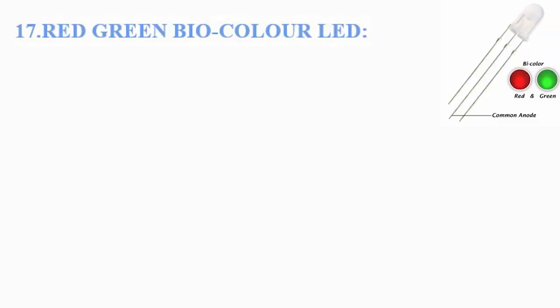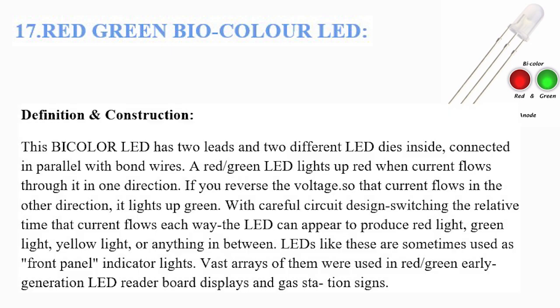At 17, we have red-green bicolor LED. Definition and construction. This bicolor LED has two leads and two different LED dies inside, connected in parallel with bond wires. A red-green LED lights up red when current flows through it in one direction. If you reverse the voltage so the current flows in the other direction, it lights up green. With careful circuit design switching the relative time that current flows each way, the LED can appear to produce red light, green light, yellow light, anything in between.